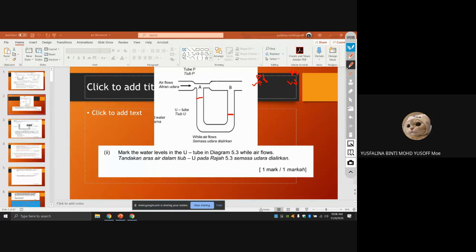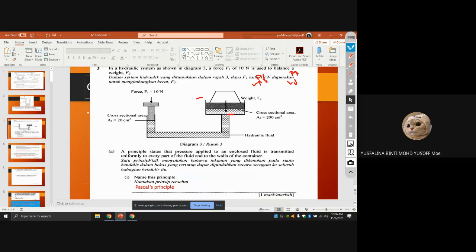Next. In a hydraulic system as shown in diagram 3, a force F1 of 10 Newton is used to balance a weight F2. A principle states that pressure applied to an enclosed fluid is transmitted uniformly to every part of the fluid and to the walls of the container. What is the principle? This principle is known as Pascal's principle. So this is the answer.